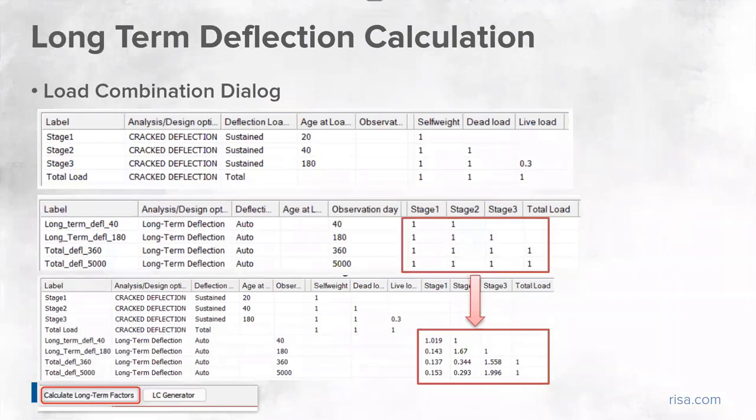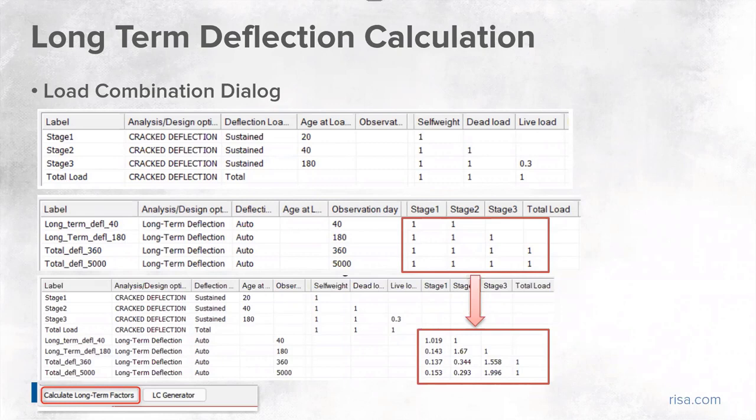So here again, as Nate previously showed in the demo part, in the load combination dialog, if we look at the first screenshot, here I define different loading stages for doing the long-term deflection calculation. So here, stage one, in the analysis option, I would choose the long-term deflection, and then the loading type is sustained load. So here the age at loading is 20 days.